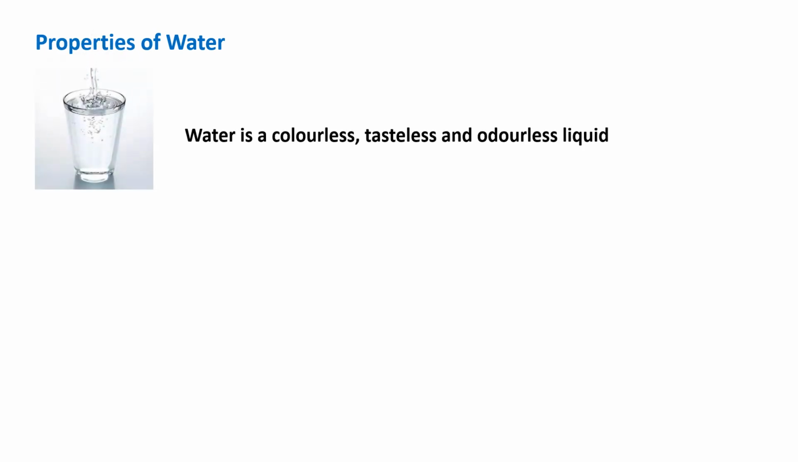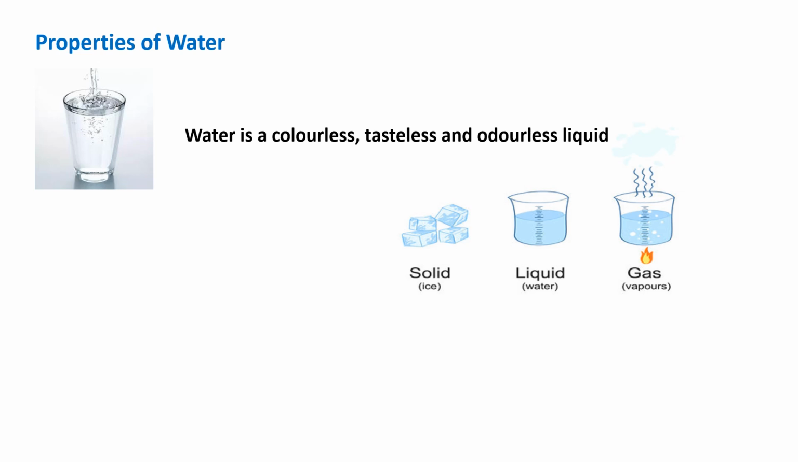Next we will see the properties of water. Here we see one glass of water. If we look at the glass of water, we cannot see what the color of the water is. If we drink that water, we cannot say whether it is salty or sugary, because it is tasteless. And if we smell it also, we cannot make out any smell. So water is a colorless, tasteless and odorless liquid.